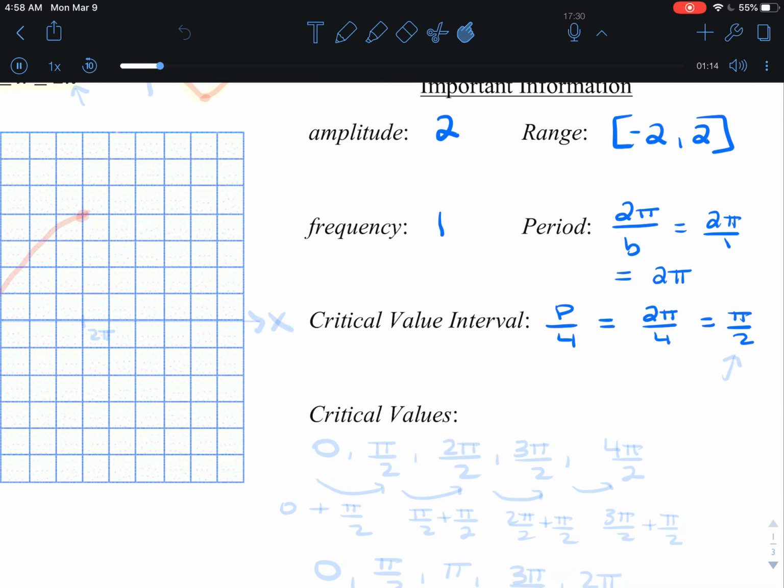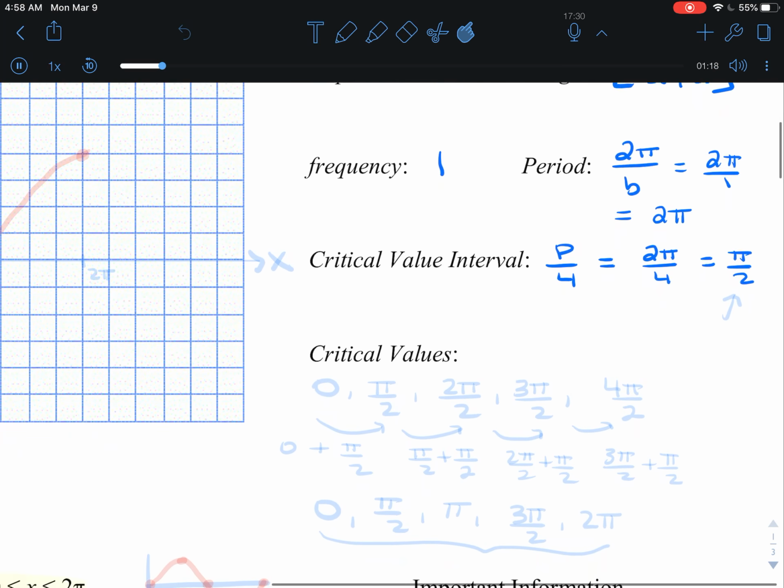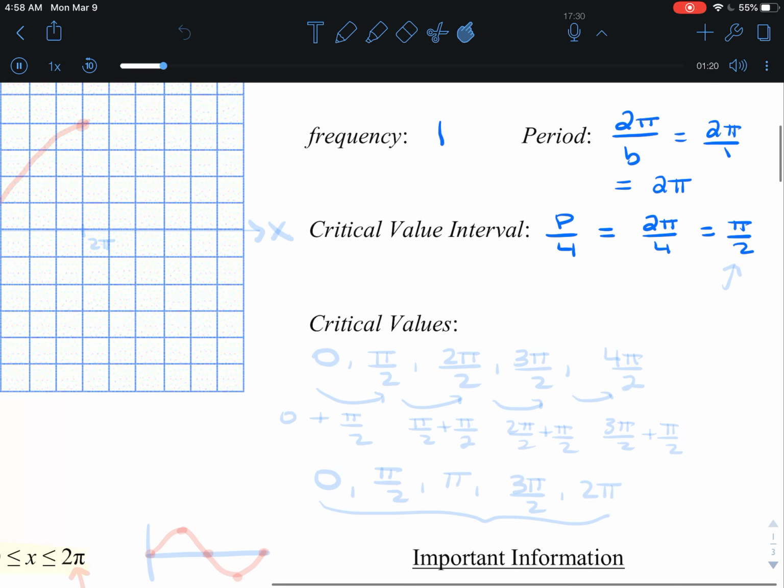Now down here I left a spot that says critical values. What we're going to think about is if we're going to be plotting this domain from 0 to 2 pi, and we're going to be going over by a critical value interval of pi over 2, the critical values are what are actually going to go on our x-axis. So let's say I started at 0, and then I went over 1 pi over 2. Okay, but now let's say I wanted to go over another pi over 2.